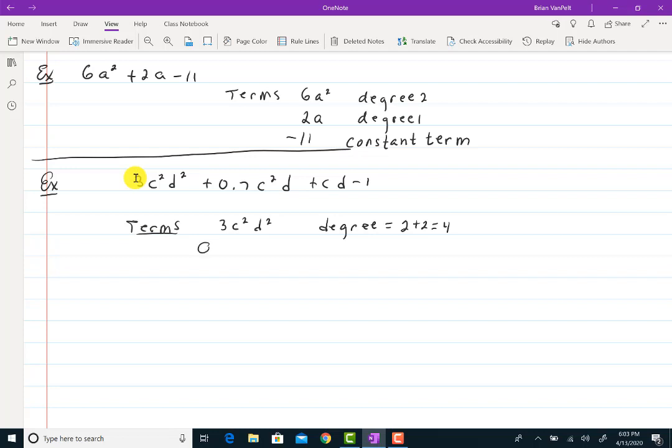Then we have 0.7 c squared d. That has degree 2 for the c plus 1 for the d, gives us a total degree of 3 for that part. CD, the degree here, the power on both c and d is 1, so that's 1 plus 1 equals 2. And then finally, negative 1 is the constant term.